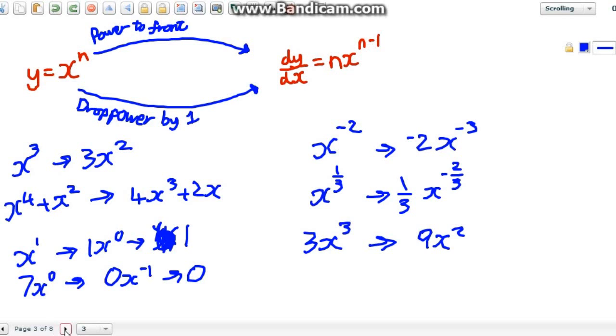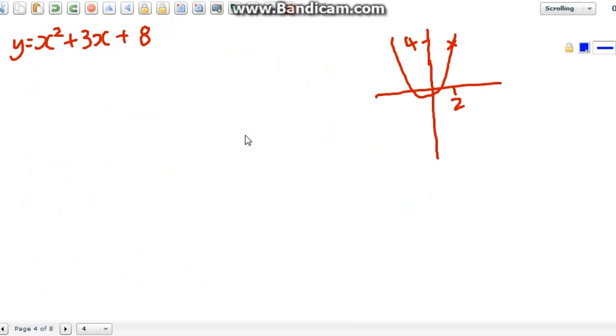Now, let's look at this in a question. If we're asked the gradient of y equals x squared plus 3x plus 8 at the coordinates 2, 4, how do we do that? Well, first of all, we want to know the gradient, so we're going to differentiate dy over dx.